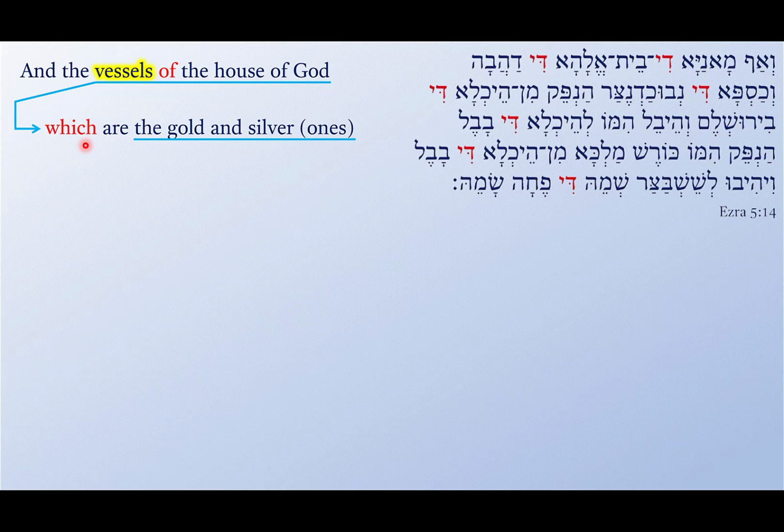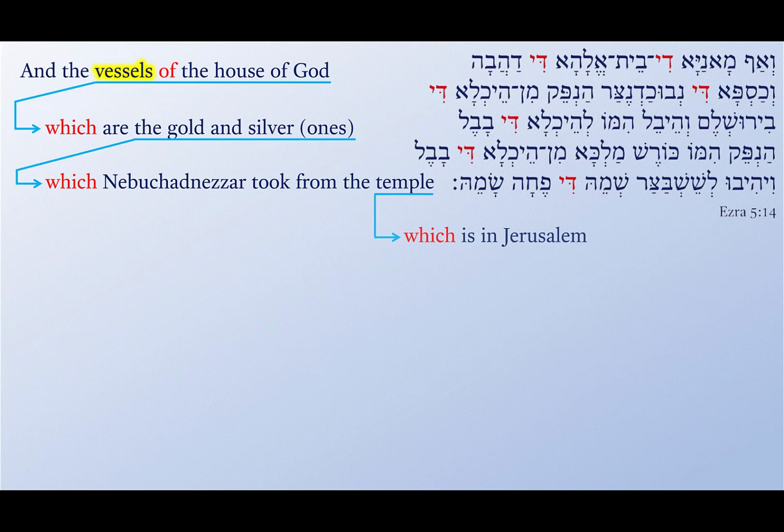Well, why did I underline the gold and silver ones? Well, we have yet another relative clause on top of that, introduced by the third D, which Nebuchadnezzar took from the temple. Okay, so which ones are these gold and silver ones? Well, they're the ones which Nebuchadnezzar took from the temple. And I've underlined temple because now we have another relative clause to tell us which temple. The temple, which is in Jerusalem. So look at that, 3 relative clauses stacked together, all with D's introducing them.